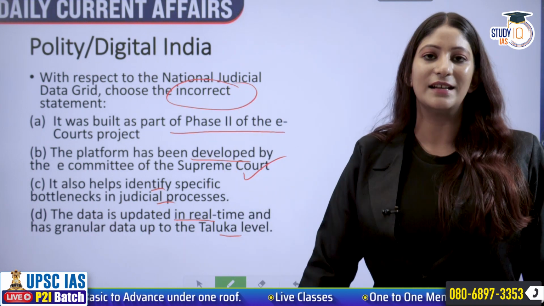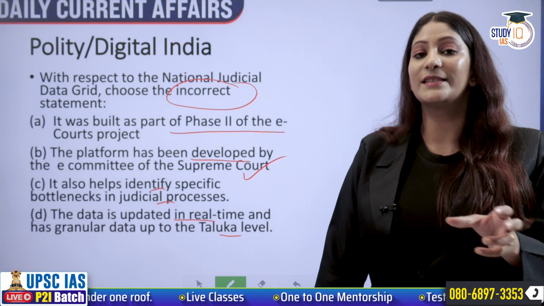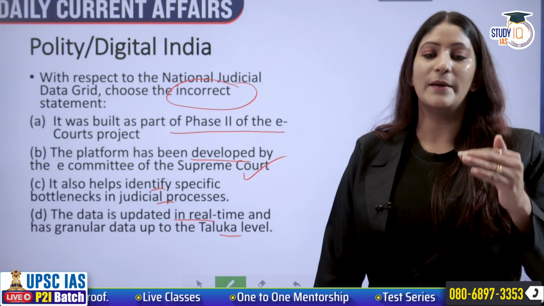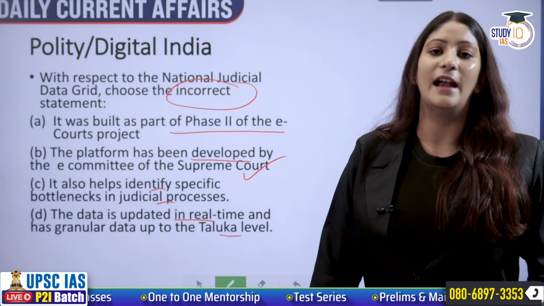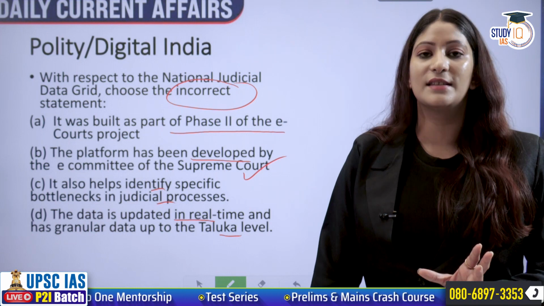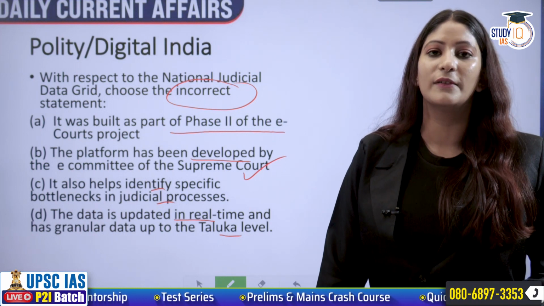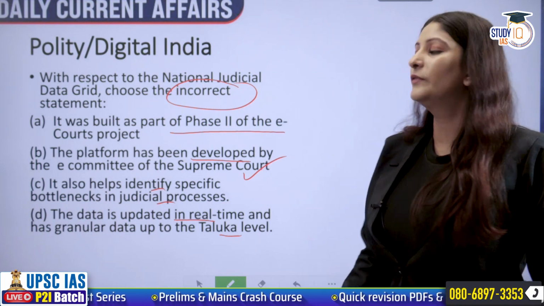The National Judicial Data Grid is a step towards digitization of the manual records that have been kept of pending cases and disposed cases. And yes, it is a part of the e-courts project only, and it was established as a part of phase 2 of the e-courts project.